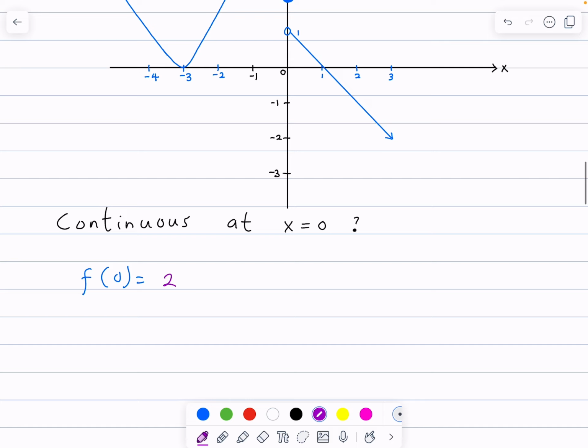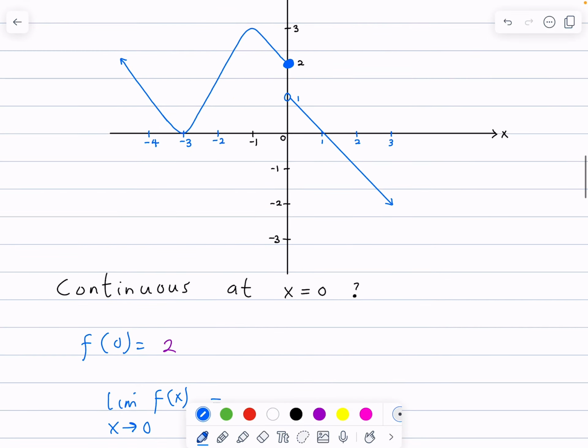Okay, now let's look for the limit of f of x as x approaches 0. So as x approaches 0 from the right, if you go to the graph, it is approaching what? 1. Okay, from the right it is approaching 1. So as x approaches 0 from the left, go to the graph, what's it approaching there? It is approaching 2.